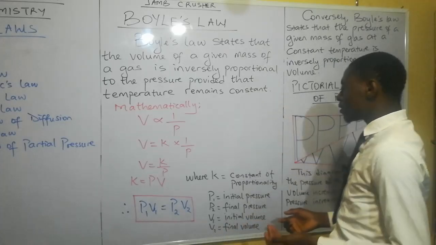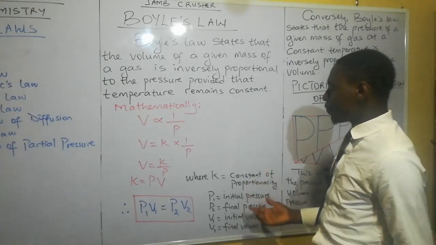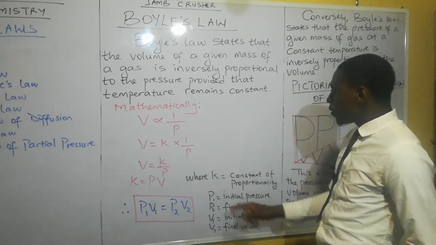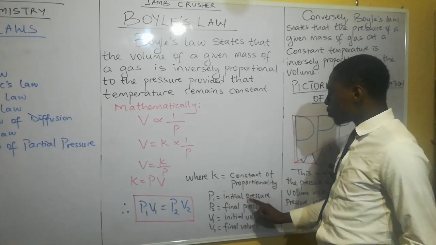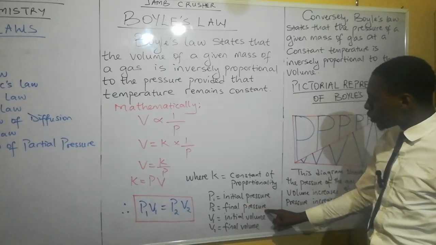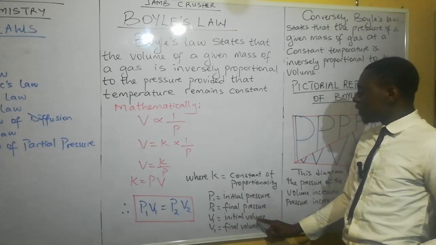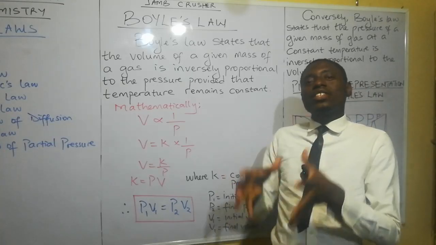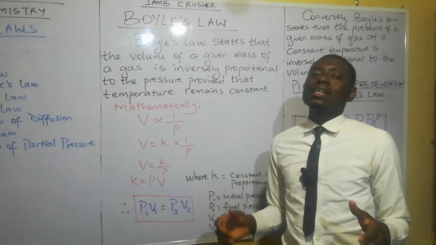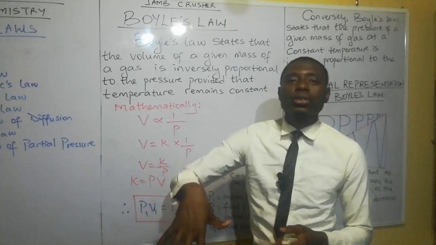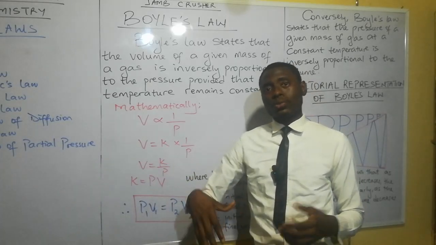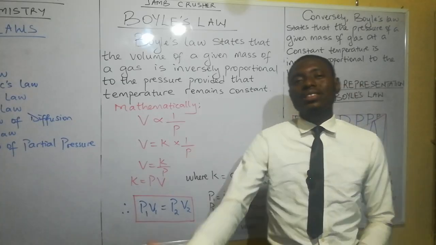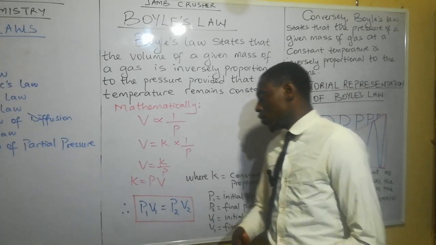What do all these letters stand for? Your K stands for the constant of proportionality, your P1 for the initial pressure, your P2 for the final pressure, your V1 for the initial volume, your V2 for the final volume. So your P1 is the initial pressure acting on that gas. Then your P2 is the pressure you now applied to that gas. V1 is the initial volume of the gas. Then V2 is the new volume of the gas.